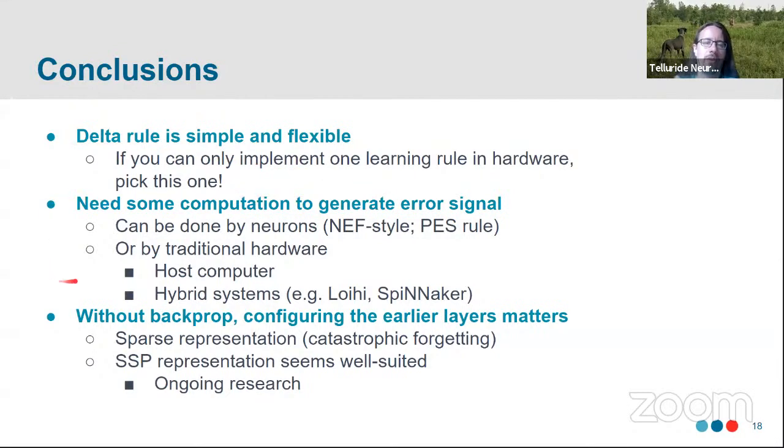You can do a whole bunch of different types of computations if you can just generate different error signals. We can do that with neurons. I didn't really talk about that here, but that's why, when we do it with neurons, I sometimes call this the PES rule. But you can also have that error signal computed by traditional hardware, if that makes sense in your situation. Is it running on the host computer? Is it just an external error signal that you're getting on Loihi and SpiNNaker? We're often just computing this externally.